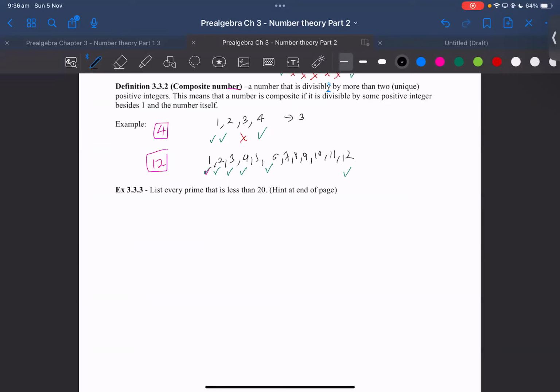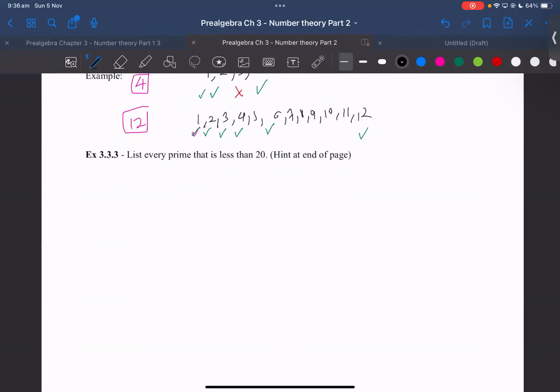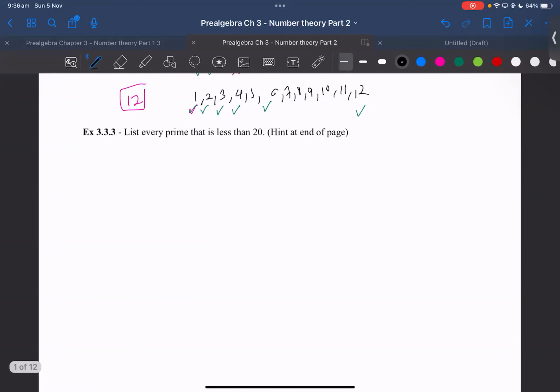All right, we'll discuss this now. It's fine if you haven't finished yet, because the important thing is you sort of check each number. So we're going to list every prime number that's less than 20. So the first number, obviously 1 doesn't work because we said before 1 is neither. But 2, is 2 prime?